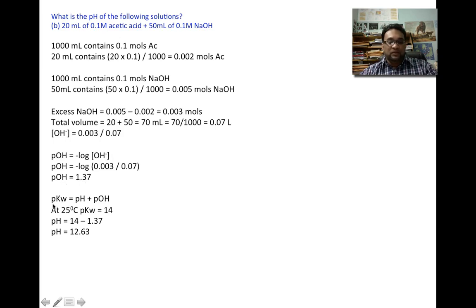The other formula you're going to be using is pKw is equal to pH plus pOH. Now at 25 degrees Celsius, pKw is equal to 14. So if you substitute 14 and you substitute 1.37 as the pOH value, and you make pH the subject of the formula, you get an answer of 12.63.